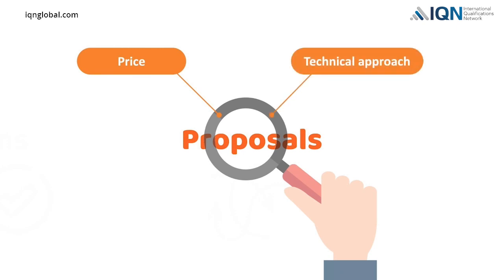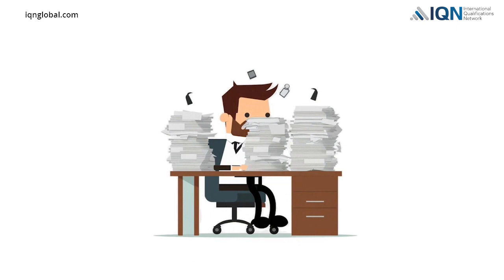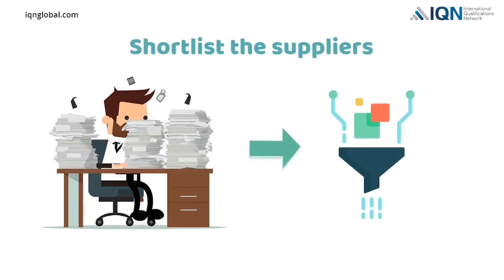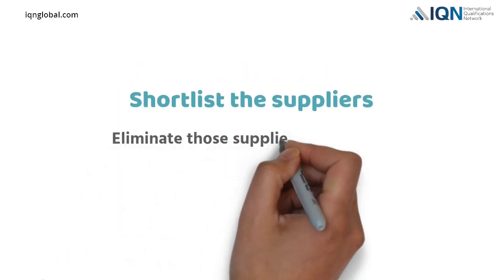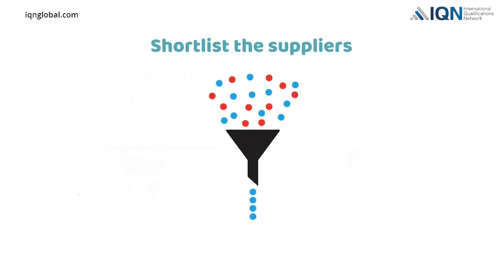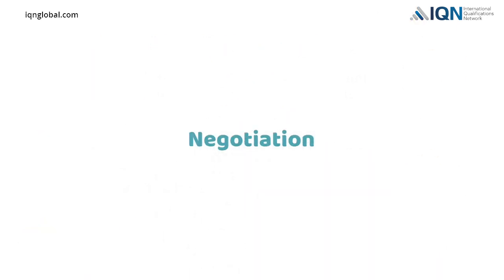by different suppliers. Anyway, if the project team receives a high number of quotations or proposals, then the project team will use a screening system to shortlist the suppliers. The objective of shortlisting is to eliminate those suppliers who do not meet the minimum requirements. Shortlisting will narrow down the pool and speed up the supplier selection process. After shortlisting the suppliers, the next probable step is negotiation.